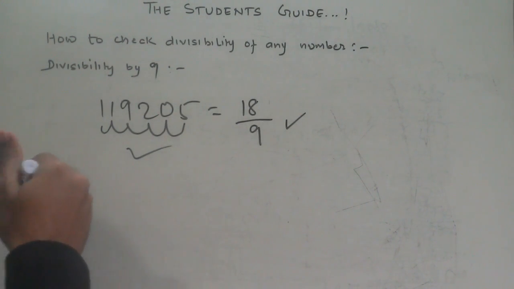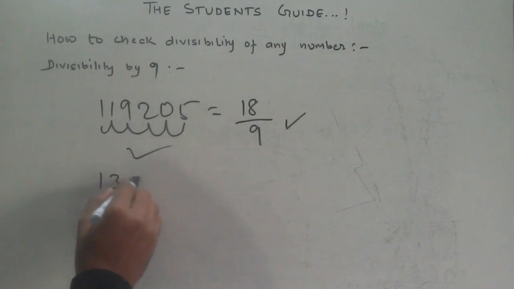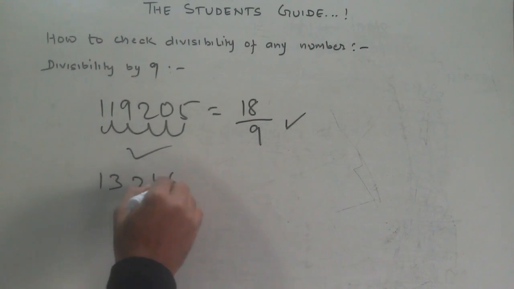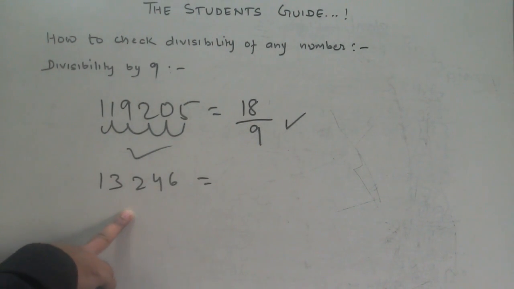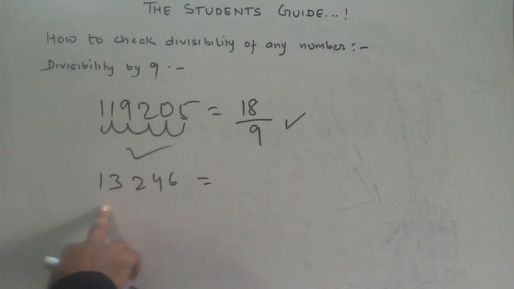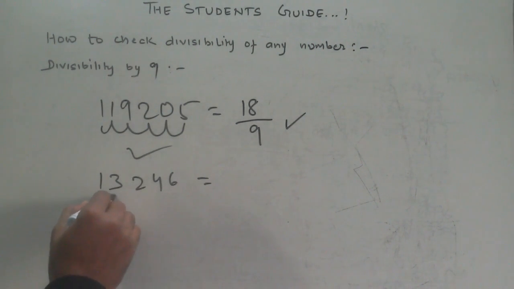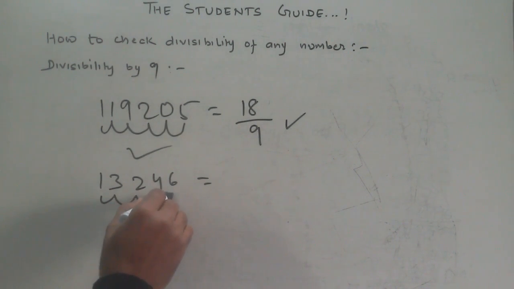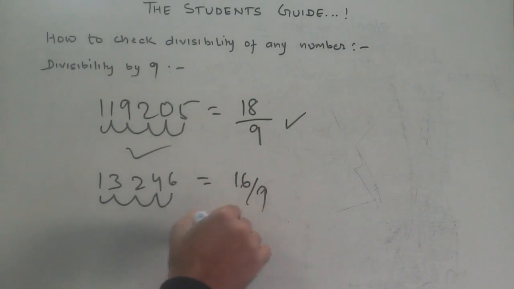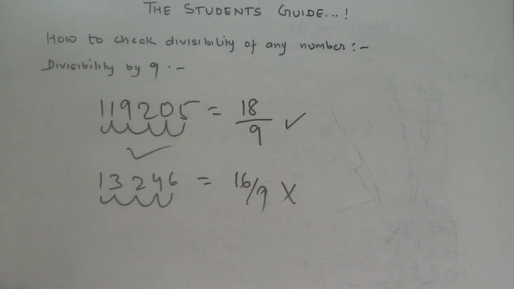Let's take another example. If we are given 13246, check whether this number is divisible by 9 or not. What we will do, add all the digits and check if the sum is divisible by 9 or not. 1 plus 3 is 4, 4 plus 2 is 6, 6 plus 4 is 10, and 10 plus 6 is 16. Is 16 divisible by 9? No, 16 is not divisible by 9. So this number is not divisible by 9. Okay, in this way you can check whether numbers are divisible by 9 or not.